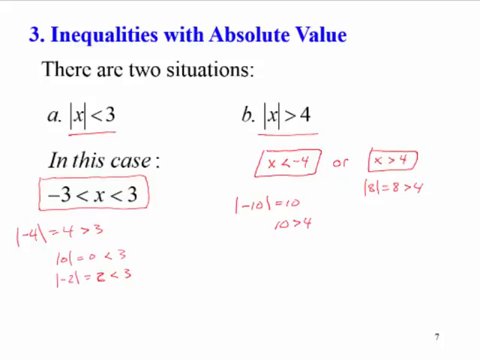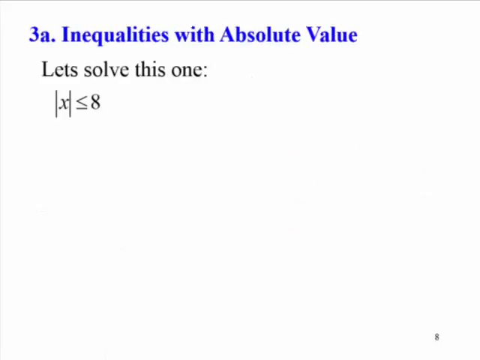So we have both these situations. This one, it has to happen at the same time. Minus 3 until 3. But this one, we get the two situations. So let's solve this one.